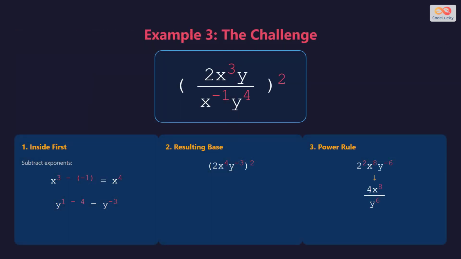Now for the boss level challenge. We have a fraction inside parentheses with negative exponents involved. First, let's simplify inside. Look at the x terms, x cubed divided by x to the negative 1. 3 minus negative 1 is 4, so we get x to the 4th on top. For the y terms, y to the 1st divided by y to the 4th is y to the negative 3. Now we apply the outer square to everything. 2 squared is 4. x to the 4th squared is x to the 8th. y to the negative 3 squared is y to the negative 6. Finally, move that y to the bottom to make it positive.